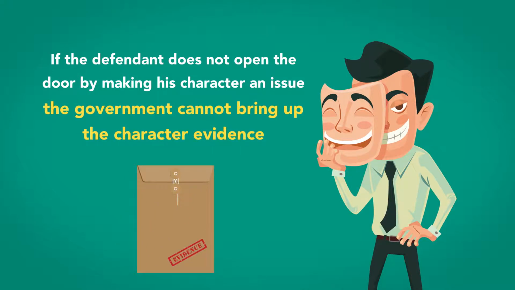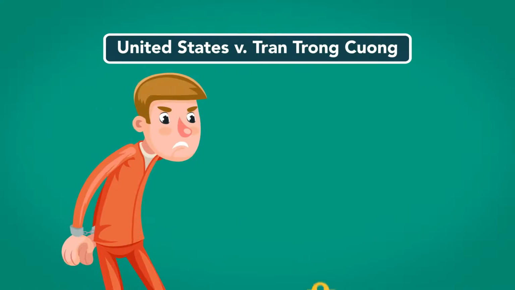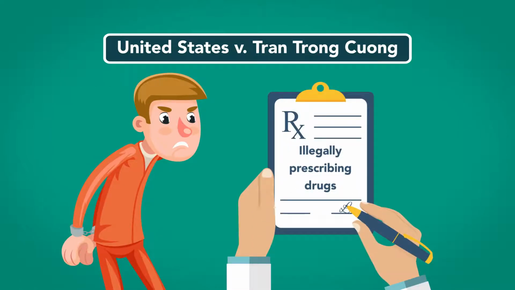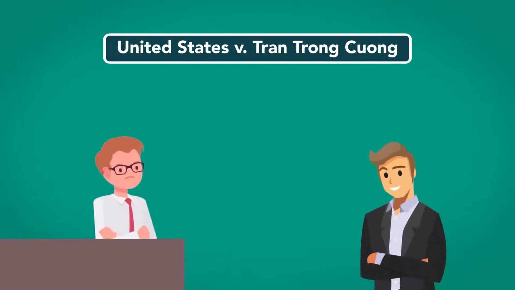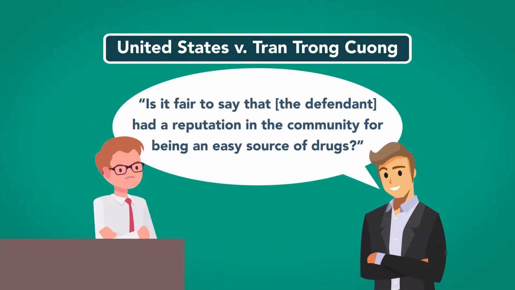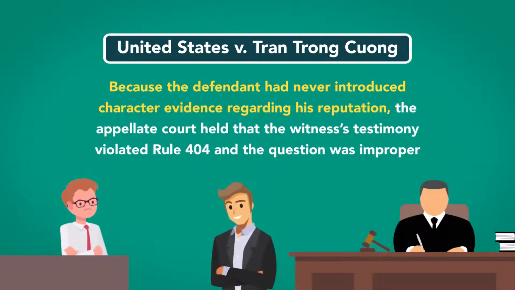If a defendant does not open the door by making character an issue, the government cannot bring up the character evidence. For example, in United States v. Tran Trong Quang, wherein the defendant was charged with illegally prescribing drugs, the federal prosecutor asked one of the doctor's patients, "Is it fair to say that the defendant had a reputation in the community for being an easy source of drugs?" Because the defendant had never introduced character evidence regarding his reputation, the appellate court held that the witness's testimony violated Rule 404, and the question was improper.